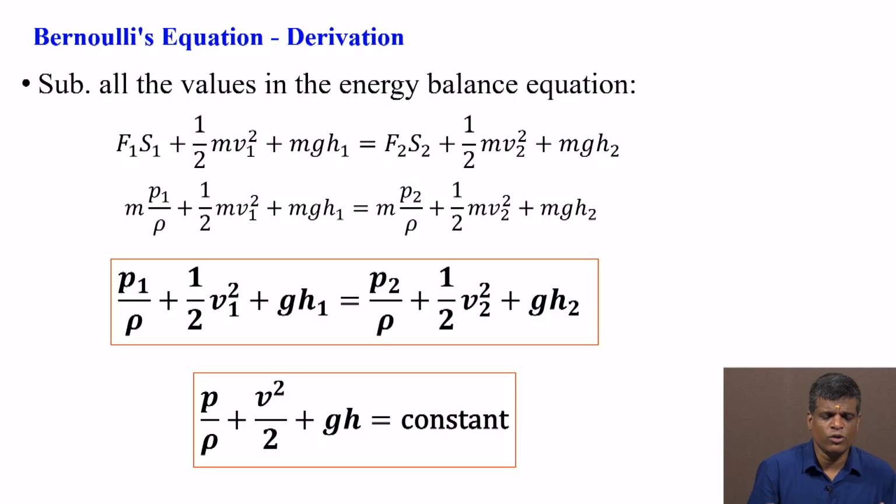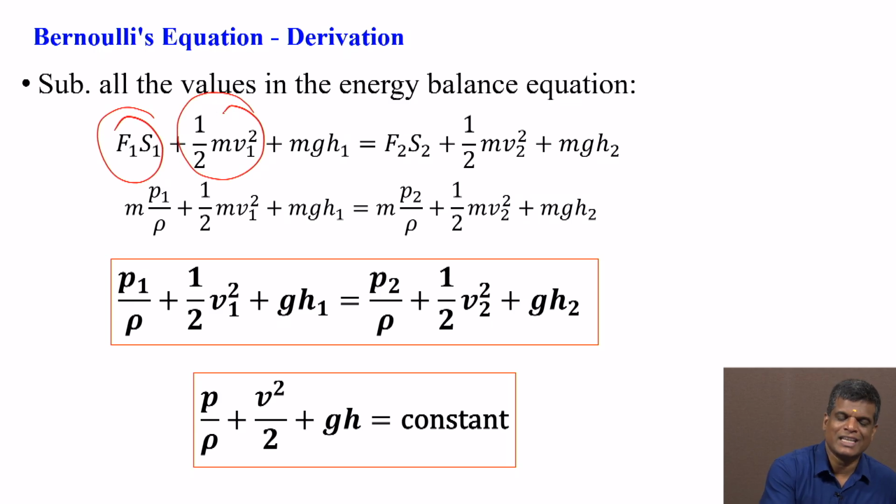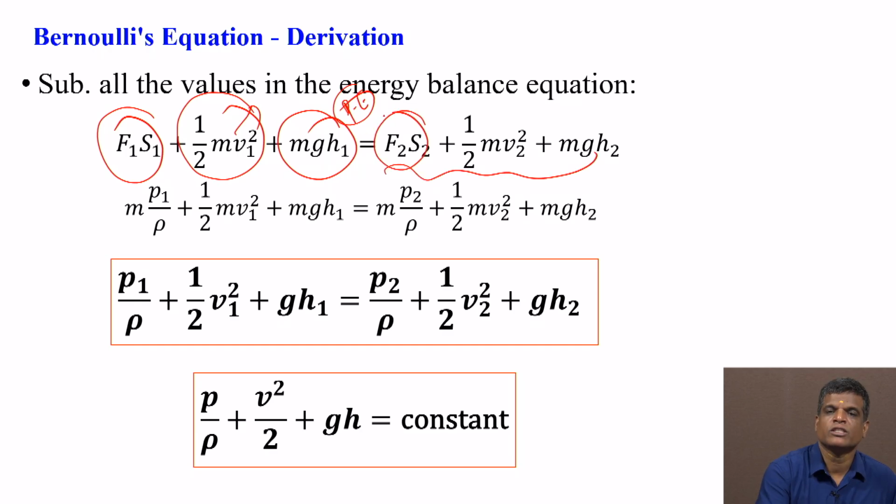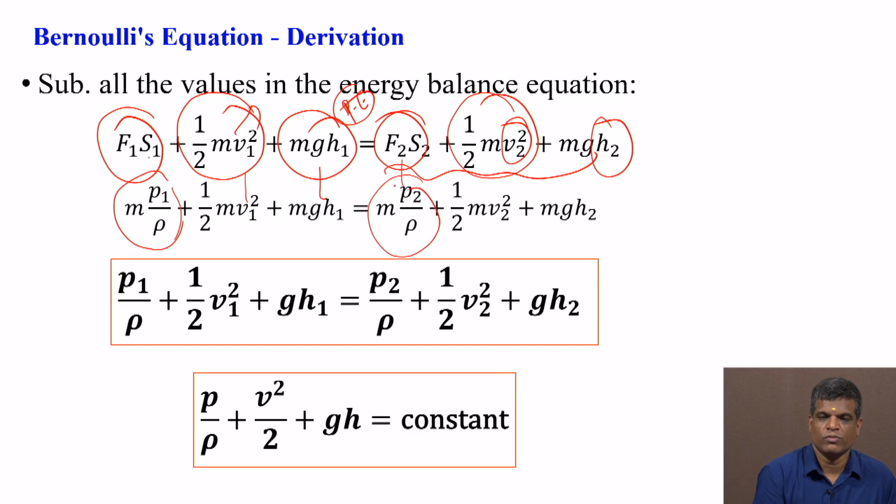So, for the Bernoulli equation you assume two places, point number 1 and point number 2. The first term is F1 S1, then the (1/2)mv1² term, which is the kinetic energy, and mgh1, which is the potential energy at point 1. In the same way for point 2 we have F2 S2, then (1/2)mv2², the velocity term, then mgh2, the potential energy. This F1 S1 we can replace with m P1 by rho, and likewise m P2 by rho, as we just discussed.